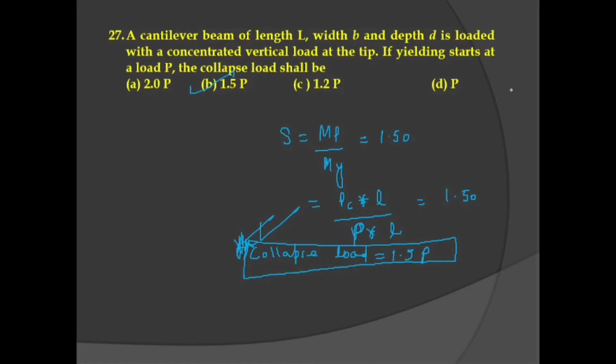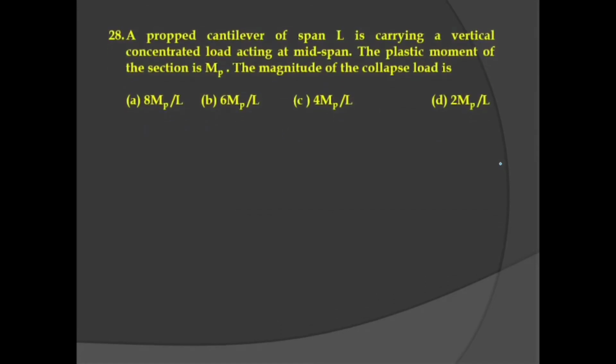A cantilever beam of length L with a concentrated load, if yielding starts at load P, then the collapse load is equal to, obviously here, the same calculation that we had discussed during the plastic hinge length discussion. Okay, now question number 28. A propped cantilever beam, and basically the same values there, that is 6 MP by L.